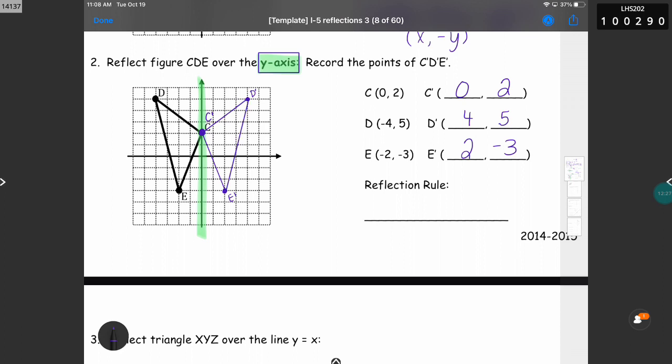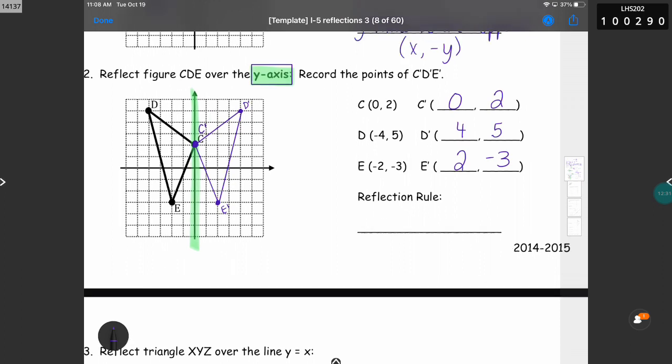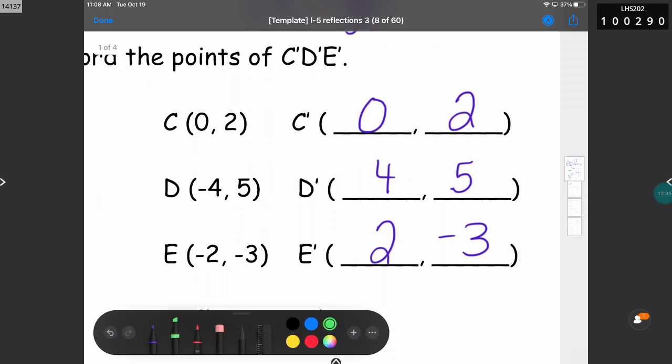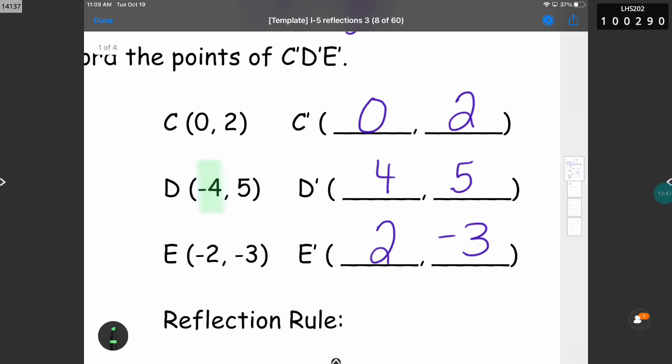Okay, what do you notice about the ordered pairs here? What changed? D and E. What changed on D and E? The negative 4 became a positive 4, and the negative 2 became a positive 2.